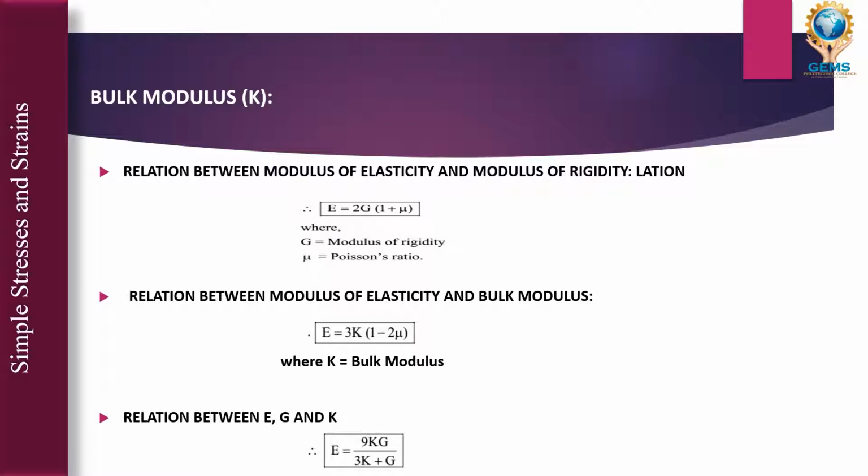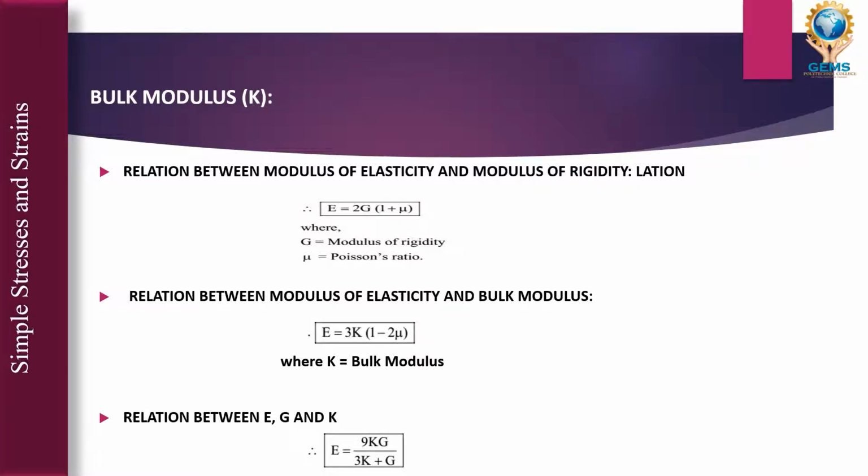What is Poisson's ratio? That is very important, my dear students. If you will keep everything in your mind, then only you can solve all the numerical problem. What is Poisson's ratio? Lateral strain divided by longitudinal strain or lateral strain divided by linear strain is known as Poisson's ratio. So how this relation is matching? E is equal to 2G into 1 plus mu, where E is equal to Young's modulus, G is equal to modulus of rigidity, mu is equal to Poisson's ratio.